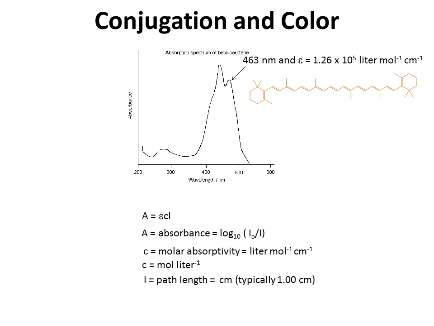It also has a term, a constant, epsilon, which is 1.26 times 10 to the 5th liters per mole per centimeter. Now, what is that, and what does that have to do with how light is absorbed by beta-carotene? There's an equation called Beer's law, which is A, the absorbance, equals epsilon, the molar absorptivity, times the concentration C in moles per liter, times the path length L in centimeters.